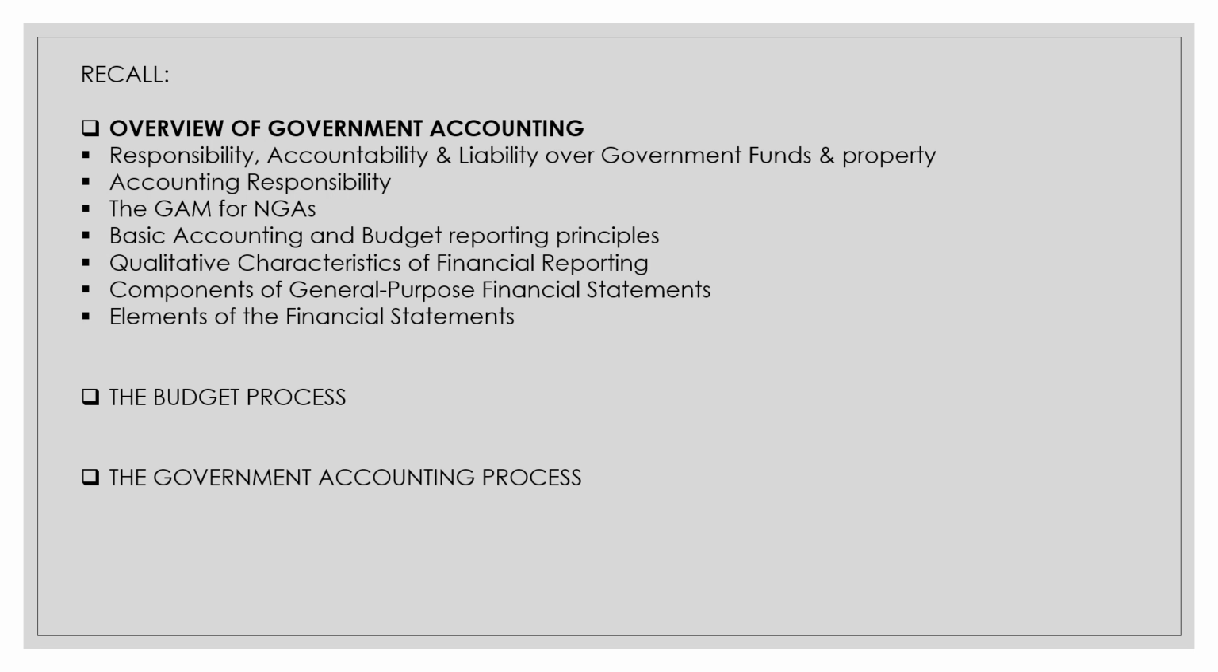And we also discussed the components of general purpose financial statements. So for government accounting, we have the statement of financial position, statement of financial performance, the statement of changes in net assets and equity, statement of cash flows, the statement of comparison of budget and actual amounts, and of course, the notes to the financial statements. So we still have the same elements of the financial statements: the assets, the liabilities, and the net assets or equity. Those have been discussed so far in the previous video lessons.